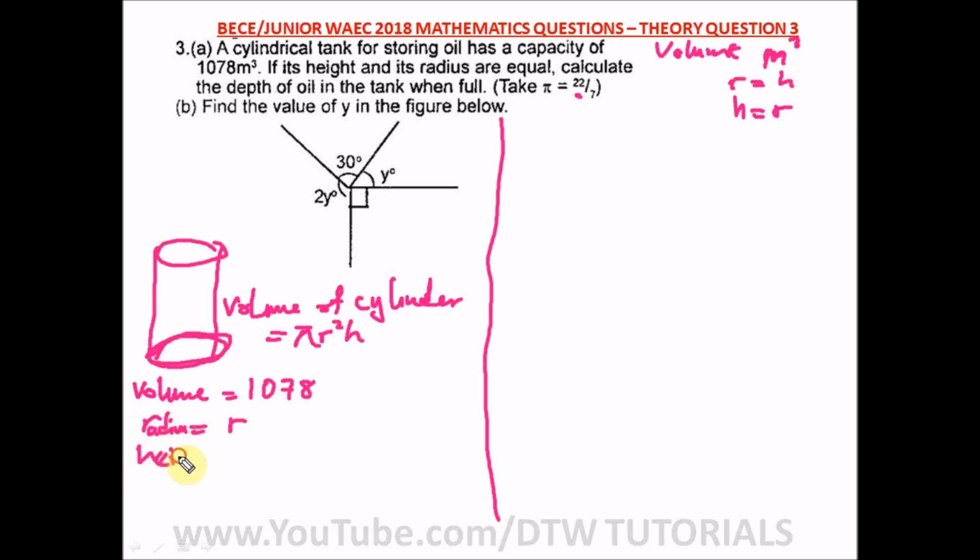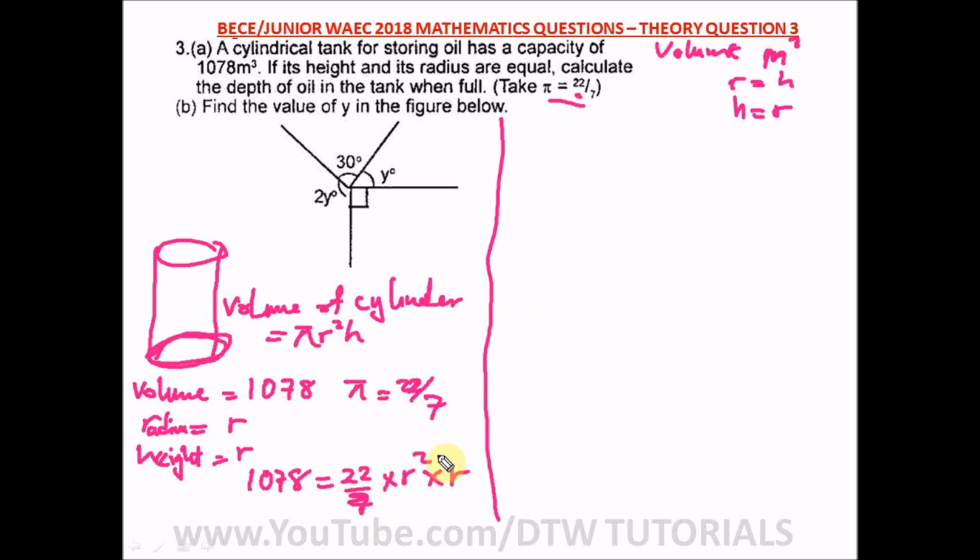We're going to make our height equal to the radius, so we make it R. From here we have 1078 is equal to, and remember we're given pi as 22/7. So 1078 is equal to 22/7 times R squared, and we're making H equal to R, times R.